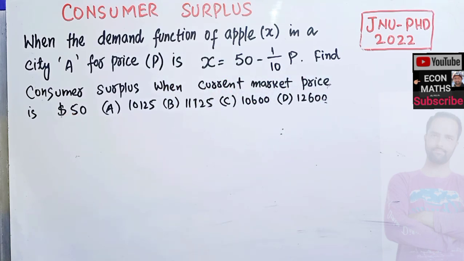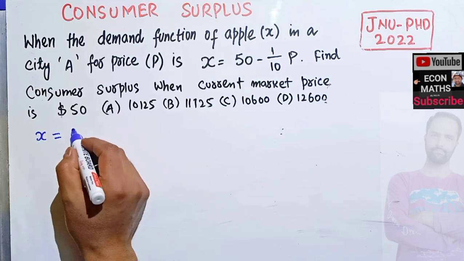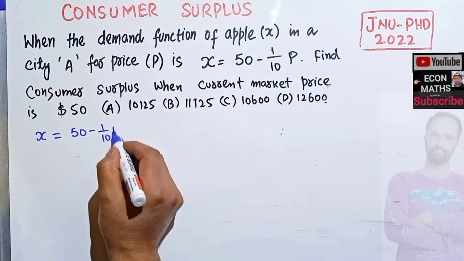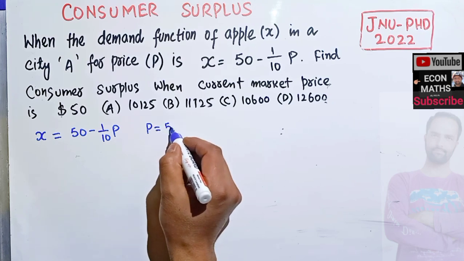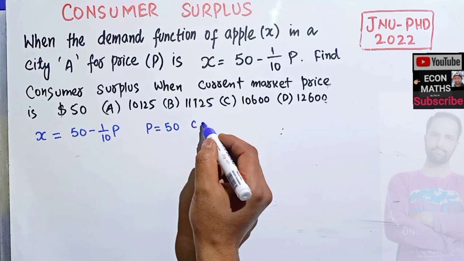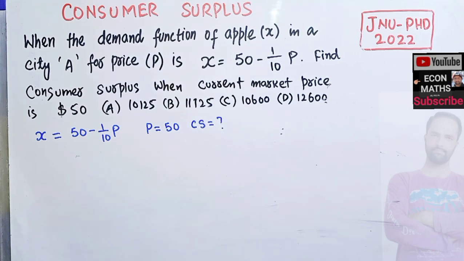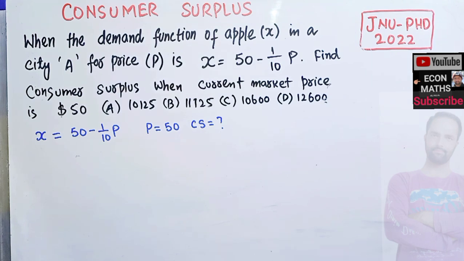Okay, so what are we being given? We are being given the demand function for apples, that is X is equal to 50 minus 1/10 P. The current market price is given as $50. We need to find out the consumer surplus. There are two methods of solving this question. Since we have a linear demand function, we can use the graphical method here, and the other is to use integration. First we will see the graphical method.